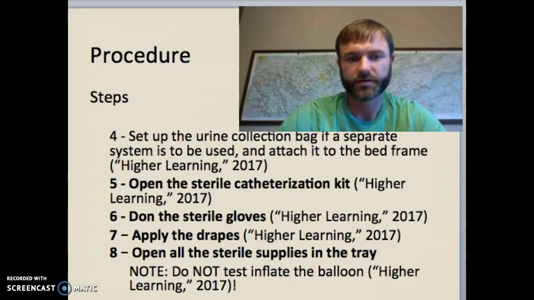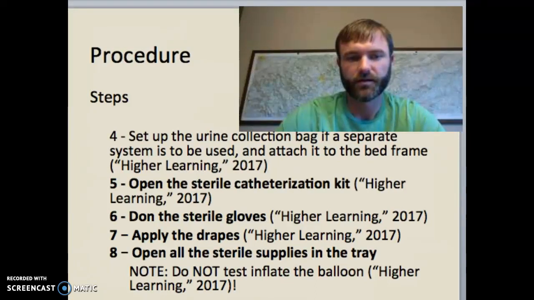Number 4, set up the urine collection bag if a separate system is to be used, and attach it to the bed frame. Number 5, open the sterile catheterization kit on the patient's legs using sterile technique. If no kit is used, open a sterile drape and prepare the sterile field with the necessary supplies. Number 6, don the sterile gloves that are included in the kit.